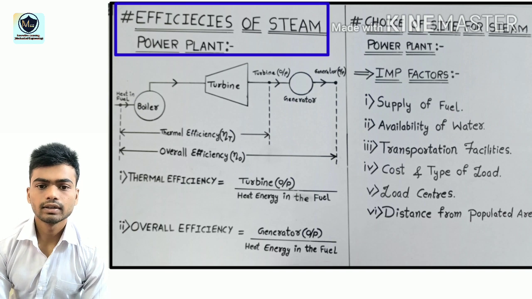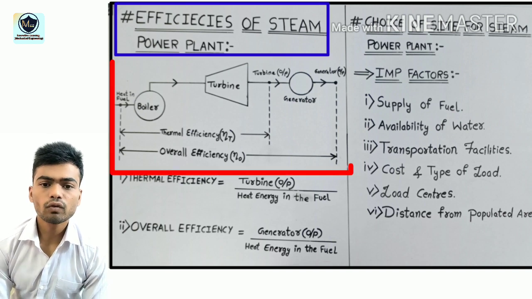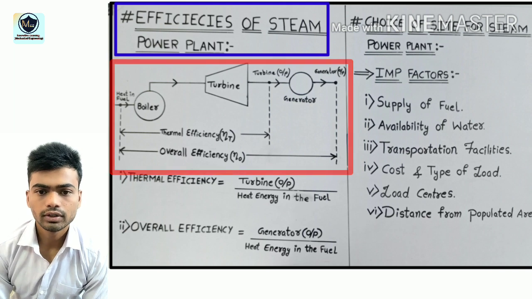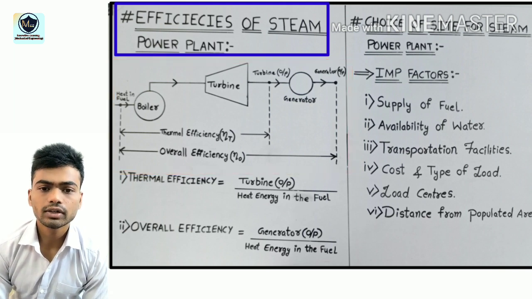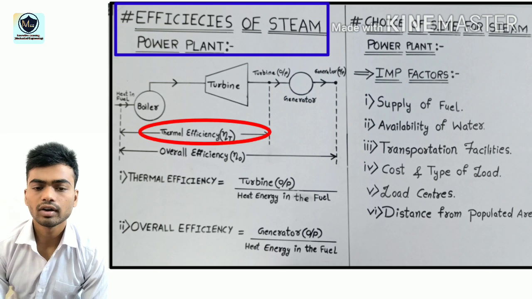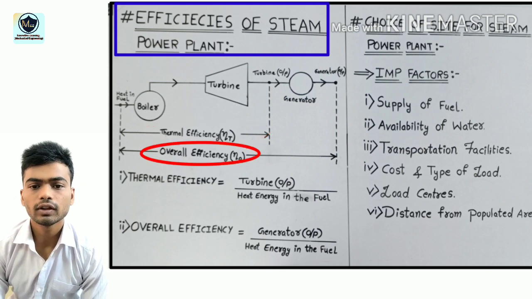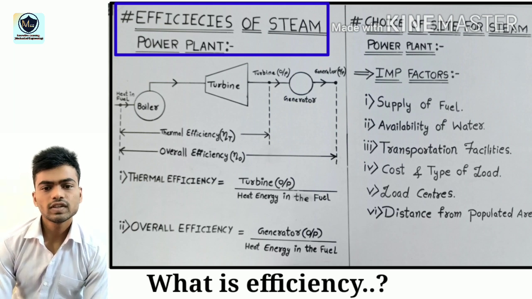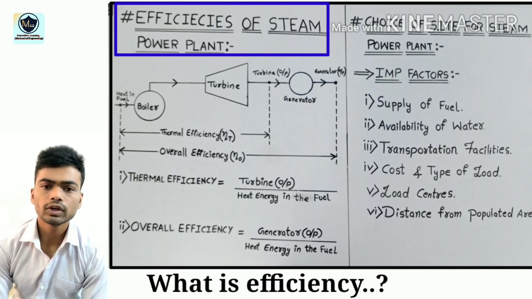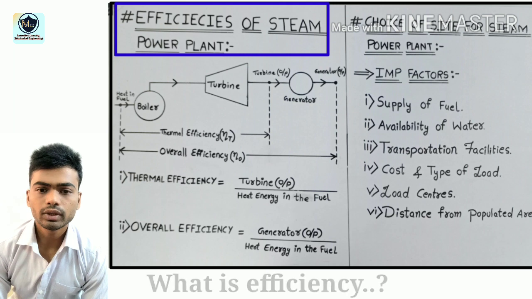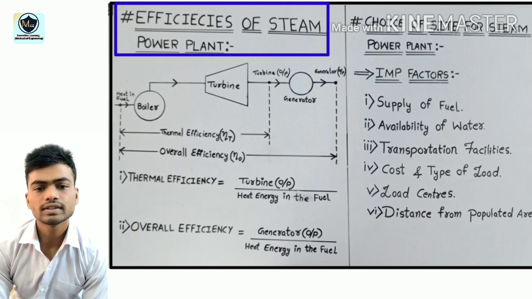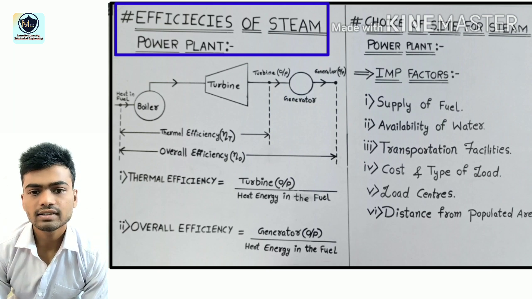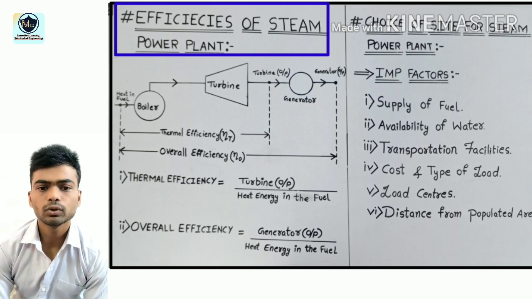Let's get started. As you can see, the stages of energy transformation are schematically represented on the board. The efficiencies associated with steam power plant are thermal efficiency and overall efficiency. First of all, what is efficiency? Efficiency is one of the most frequently used terms to indicate how well the energy is converted into useful work. It is also defined as the output energy to the input energy.